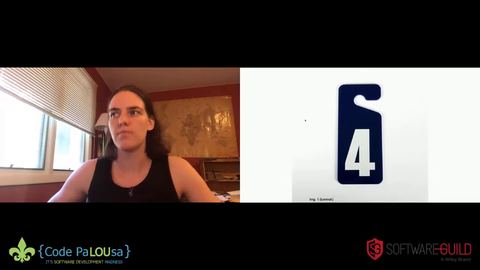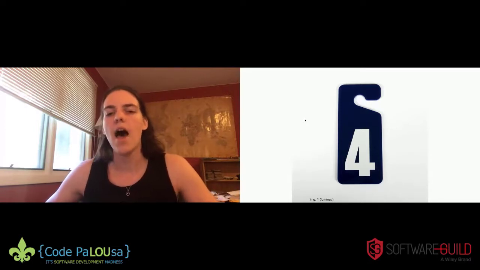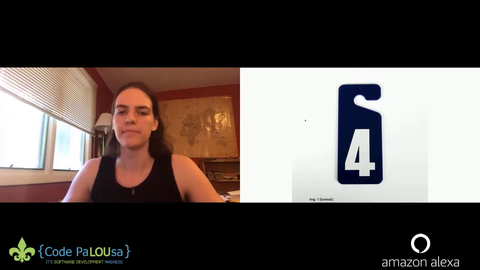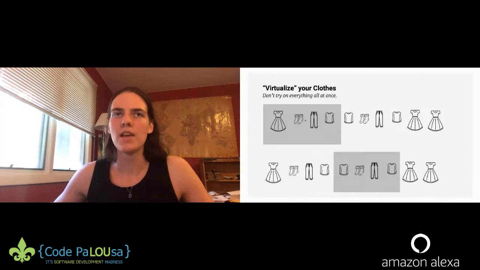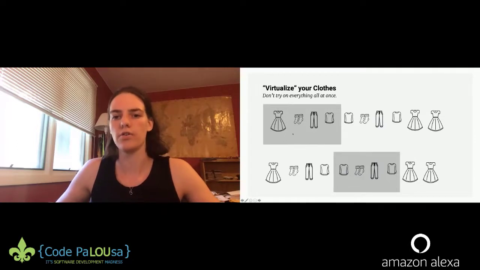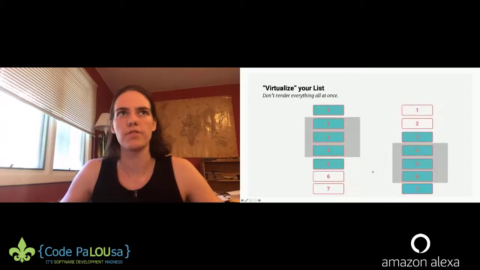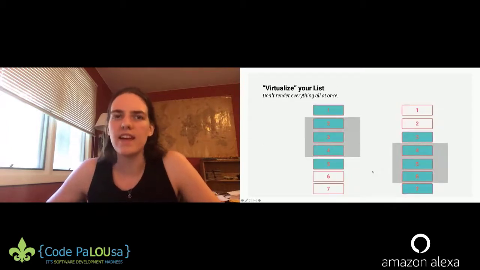So instead of bringing everything in all at once, I'm only bringing in the number of items I can easily try on at once. So basically, I'm virtualizing my clothes. So I'm trying them on in small chunks instead of trying on this whole chunk of clothes at once. I'm trying on this small chunk of clothes and then this small chunk of clothes. And this really isn't that different from what we want to do on the client.